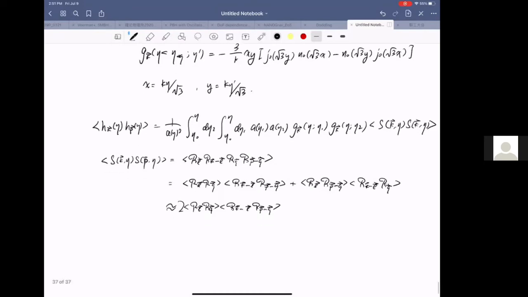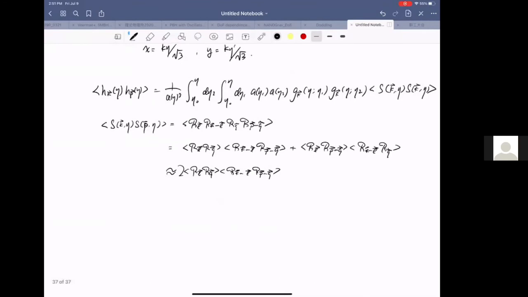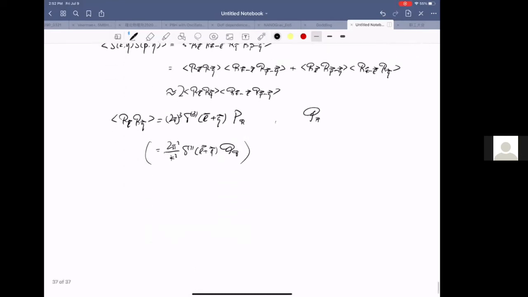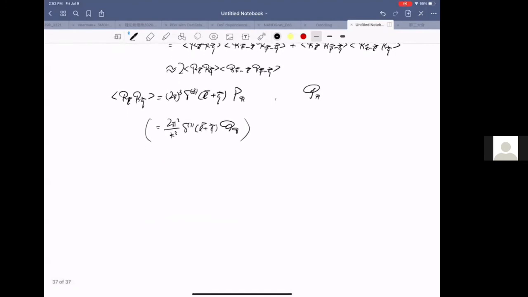So I will write the power spectrum in a slightly different manner: the power spectrum of R_L and R_Q is 2 pi cubed delta(L plus Q) over P of R. Note that this is different from this curly P of R, which is defined as 2 pi squared over K cubed times P. It is just for convenience. Otherwise, you have too many of these K cubes.